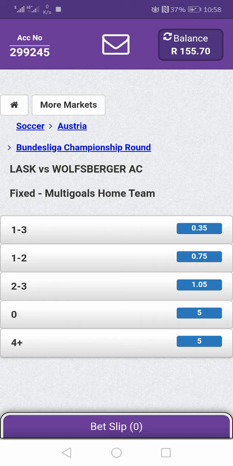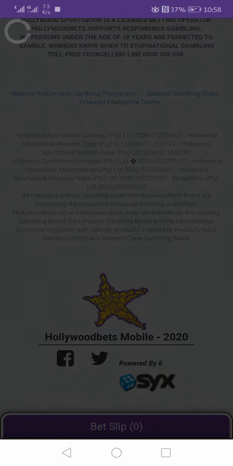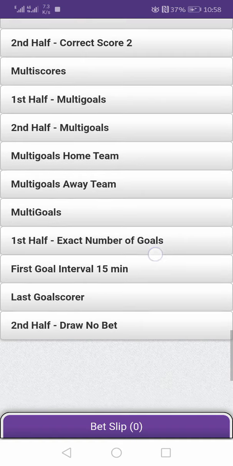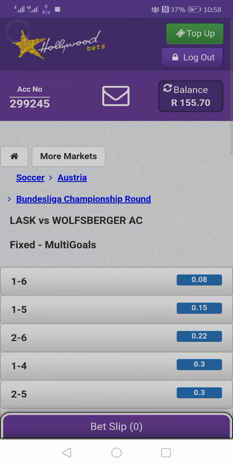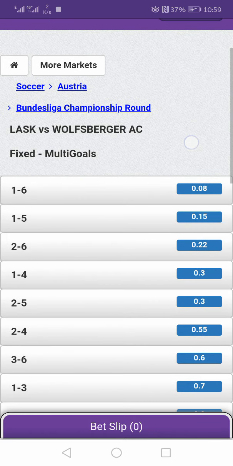If you have your paper, you are still marking this. You just say, okay, LASK is best suited in this market, and then you go further. LASK is also best suited in this market, that multi-goal, and even on that additional thing, over 1.5. At least you see this market is a market that depends on both teams. It favors both teams. You don't have to worry about choosing LASK.